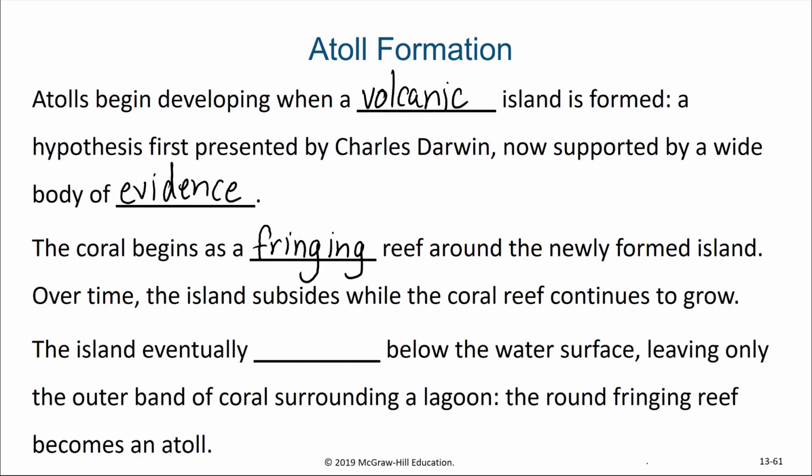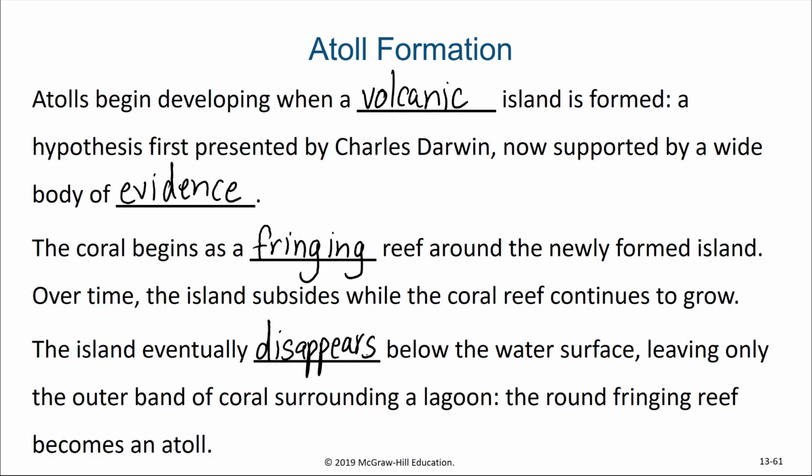Conversely, the coral reef grows upwards, and if the rate of the coral reef's growth matches that of the volcanic island's subsidence, eventually the island itself will continue to go down and down, just leaving this ring-shaped reef. So the island subsides while the coral reef continues to grow. The island eventually disappears below the water surface, leaving only the outer band of coral surrounding a lagoon. The round fringing reef becomes an atoll.